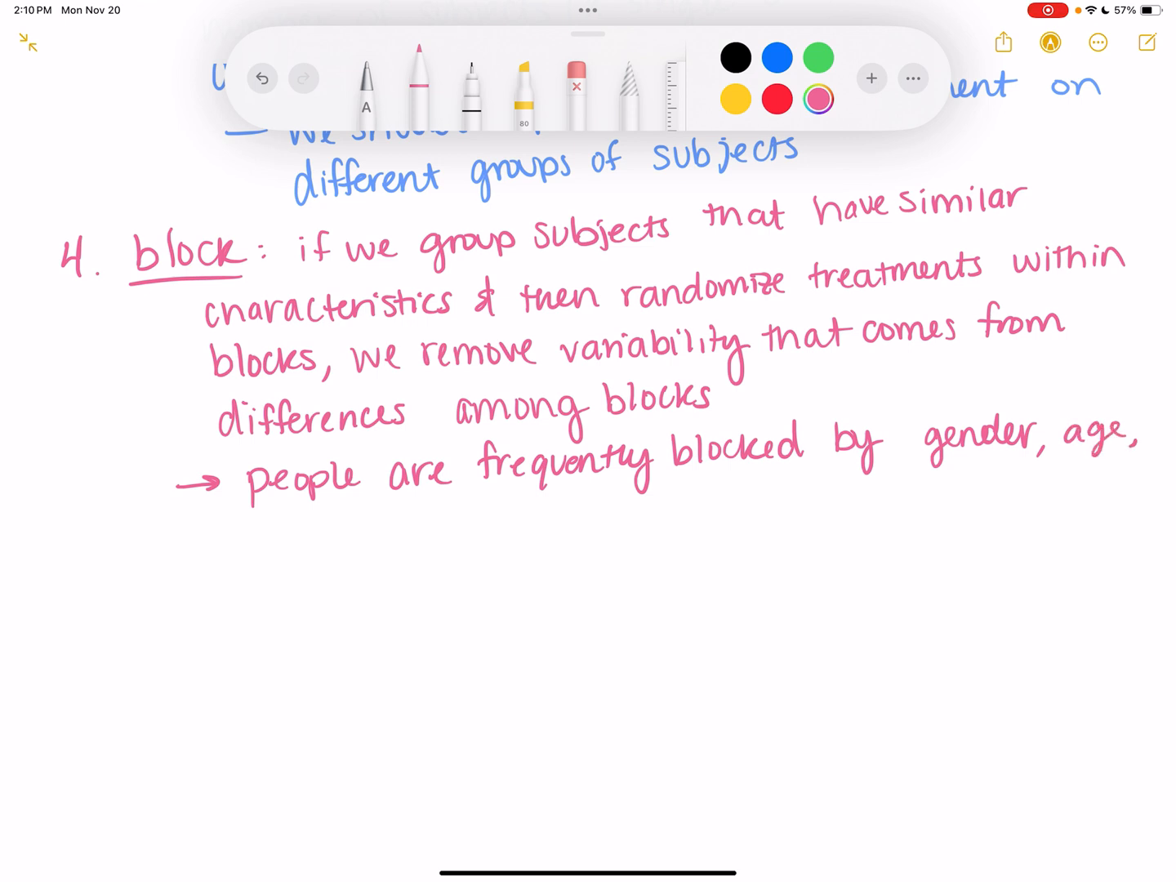We can block by gender, age, political views, etc. Obviously, if we're blocking for a type of medicine, we don't need to block by political views. But gender and age might be relevant. I think we need to do it by political views. Maybe your political mindset might affect how the things work. We block subjects, not treatments.